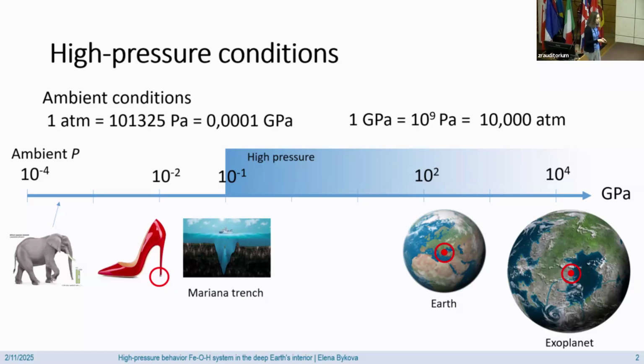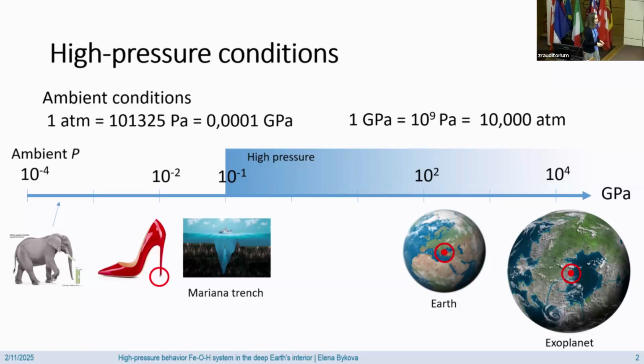Just to give you some context, how high is that? An elephant exerts a pressure of around 10^-4 GPa, and in comparison, a high heel gives a very high pressure, 100 times more than the elephant on the floor. At the deepest part of our planet, the Mariana Trench, 10 kilometers of water create a pressure of just 1/10 of a gigapascal. And that's actually the starting pressure which we are interested in.